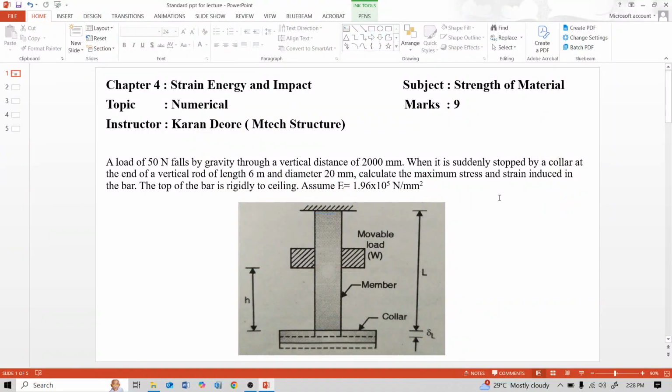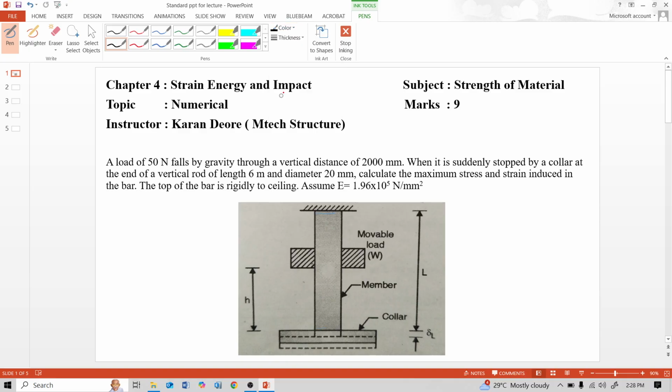We will see in this lecture numerical on strain energy and impact. Numerical: a load of 50 Newton falls by gravity through a vertical distance of 2000 mm when it is suddenly stopped by a collar at the end of a vertical rod of length 6 meter and diameter 20 mm. Calculate the maximum stress and strain induced in the bar. The top of the bar is rigidly fixed to the ceiling. Assume modulus of elasticity as 1.96 into 10 raised to 5 Newton per mm square.